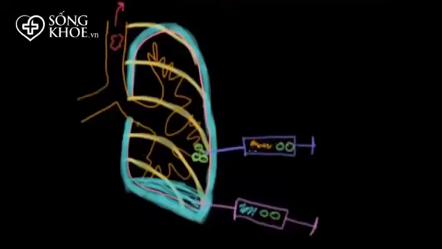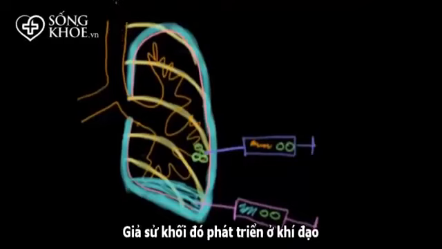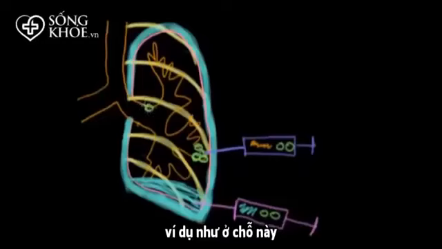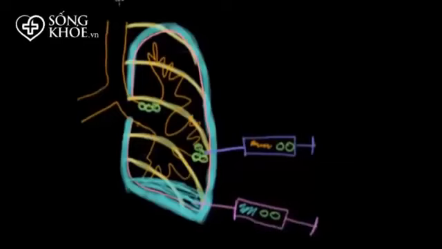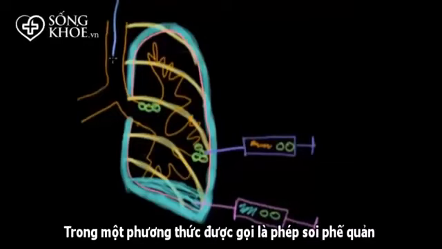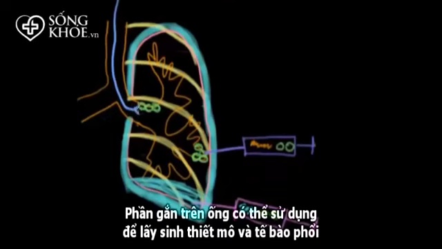cells from the mass. And for this next option, let's erase this mucus. And let's say that the mass is growing in one of Ollie's major airways, like right here. It might be easiest then for the oncologist to insert a tube down the back of Ollie's throat in a procedure called a bronchoscopy. This allows for viewing of her lung internally, and an attachment on the tube can be used to take a biopsy of the lung tissue and the cells.